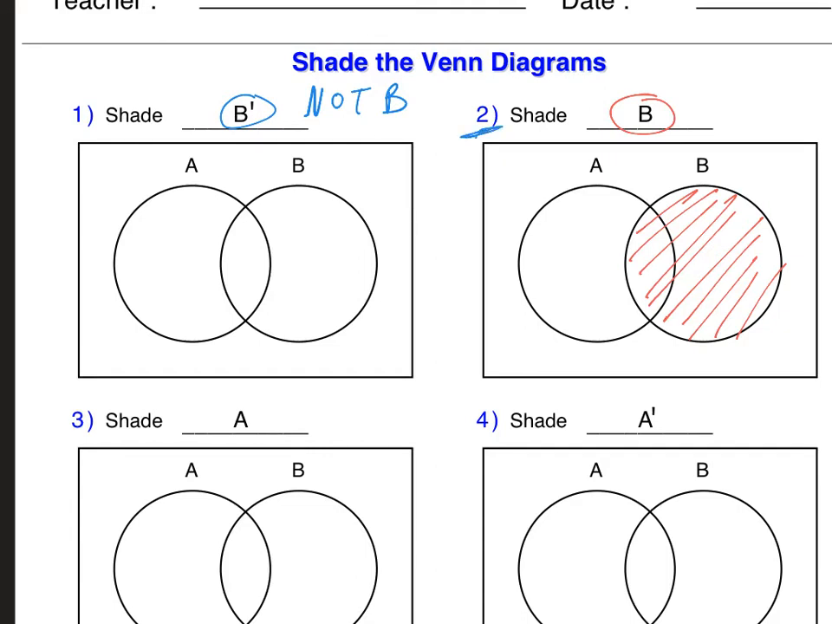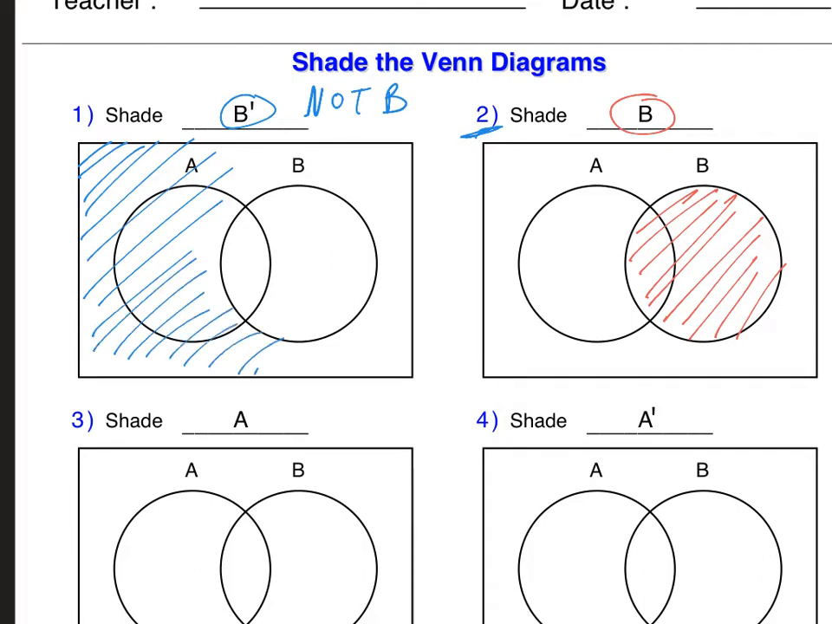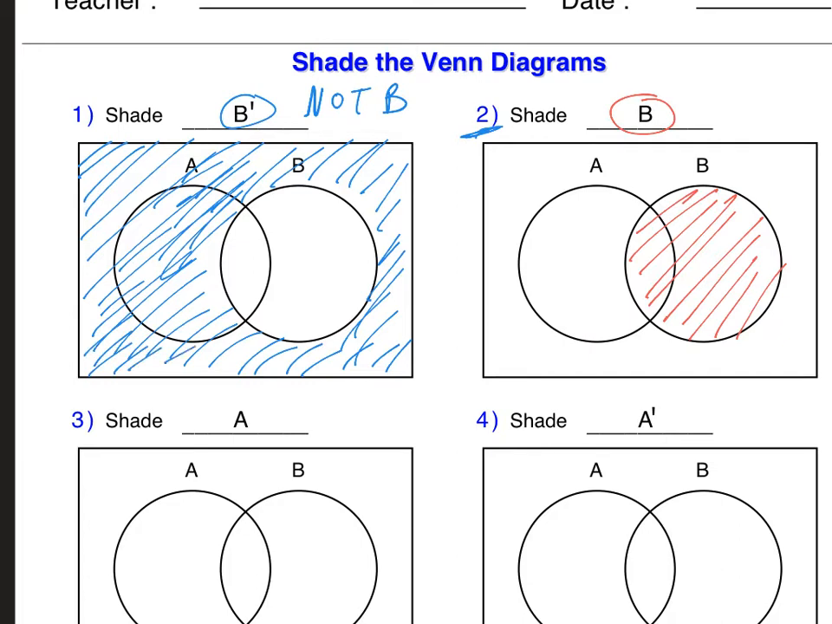For question number 1, to shade not B, I'm going to want to shade everything that I did not shade in that other question. So it's going to be everything outside of set B. That's going to include some of set A and some of the other items in the universal set. So that's this region out here, but not in set A or set B. Okay, so that's 1 and 2. Let's go on to some other examples.